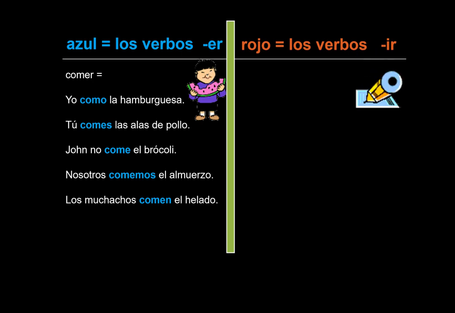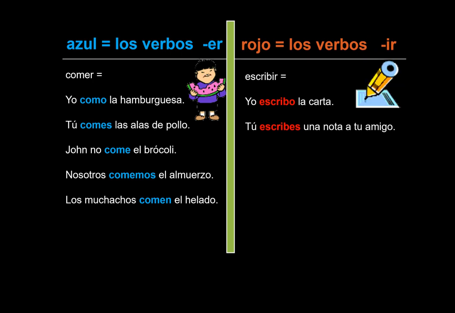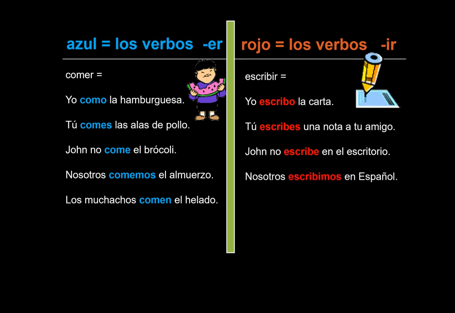Let's do the same thing for the rojo. Let's use the verb escribir. Look at the word scribe in the middle of it. A scribe writes. So escribir, to write. Let's take a look. Yo escribo la carta. Tú escribes una nota a tu amigo. Ya no escribe en el escritorio. Nosotros escribimos en español. Ellos escriben la tarea.